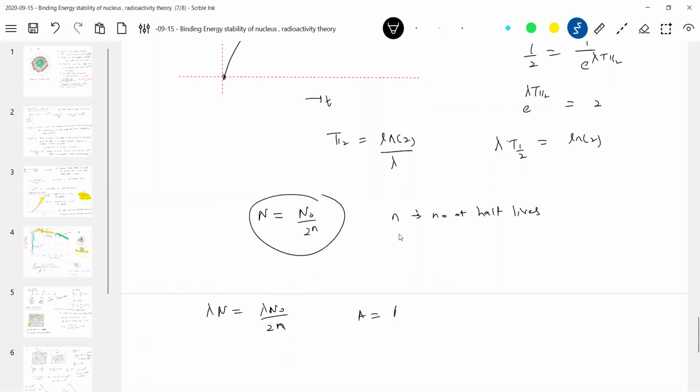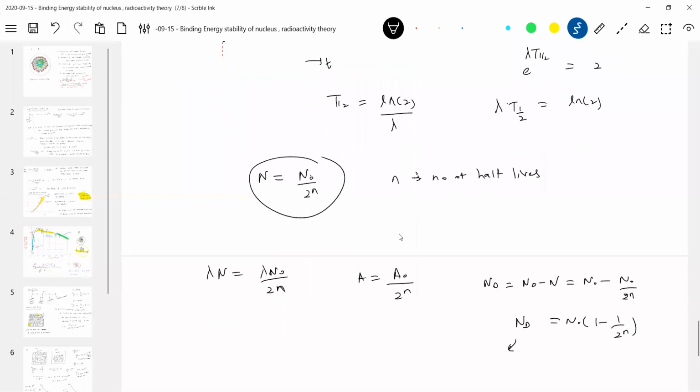Then activity will become A naught by 2 to the power of n. So this is the formula for the activity after n half-lives. Similarly, the number decayed after n half-lives: N naught minus N naught by 2 to the power of n. What should you call this? Number decayed after n half-lives.